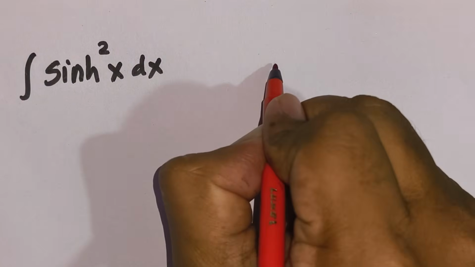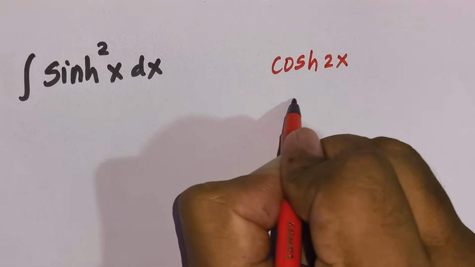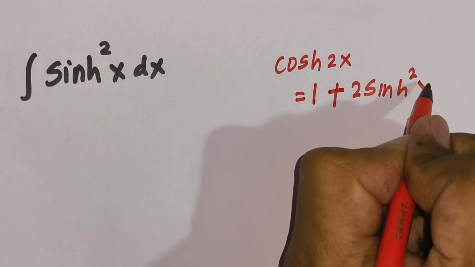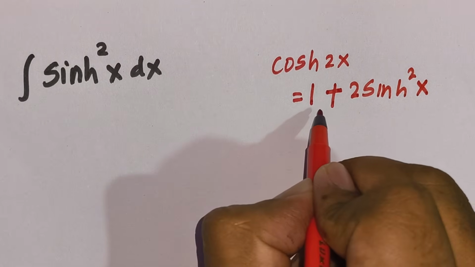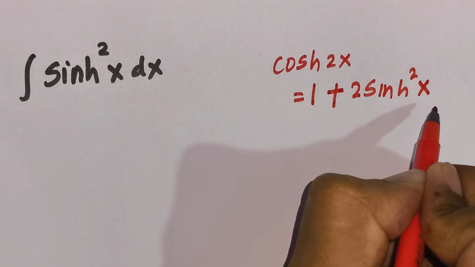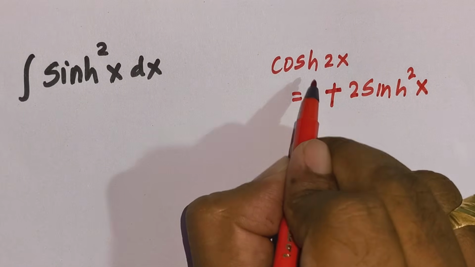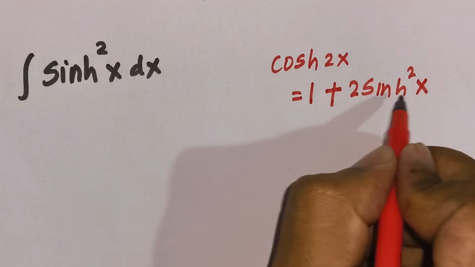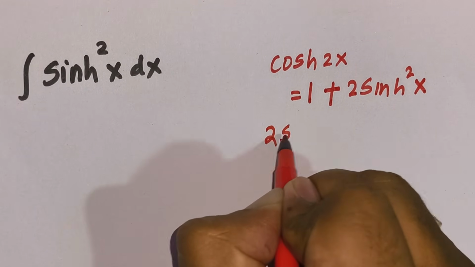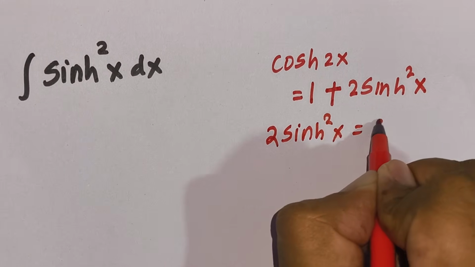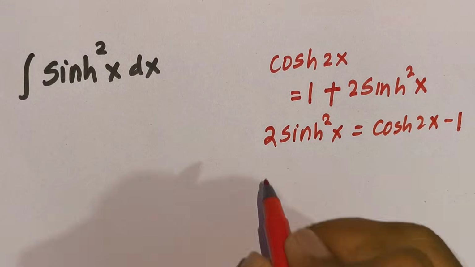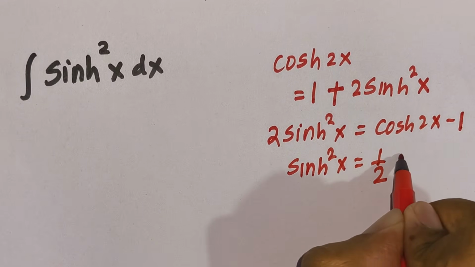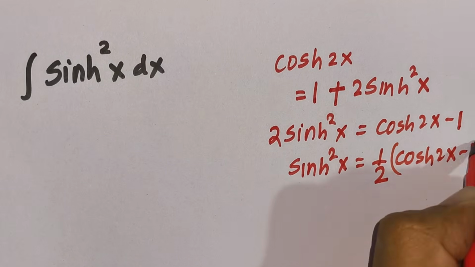In hyperbolic identity, what do we have? Hyperbolic cosine 2x is 1 plus 2 sinh square x. But in trigonometry, cosine 2x is 1 minus 2 sine square x. In the hyperbolic identity, we have 1 plus 2 sinh square x. From this, we can find hyperbolic sine square x. So 2 sinh square x is cosh 2x minus 1. Thus sinh square x is 1 over 2 times cosh 2x minus 1.